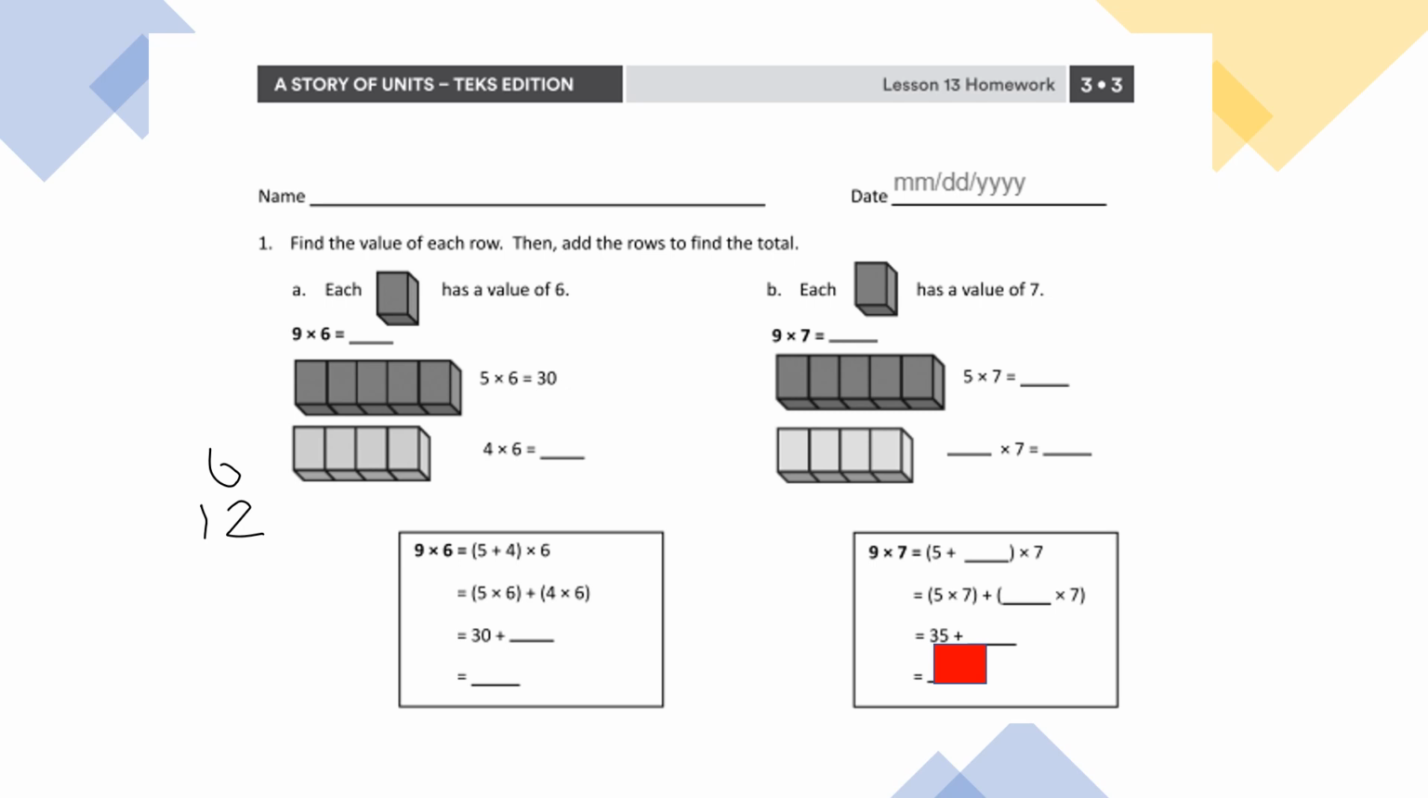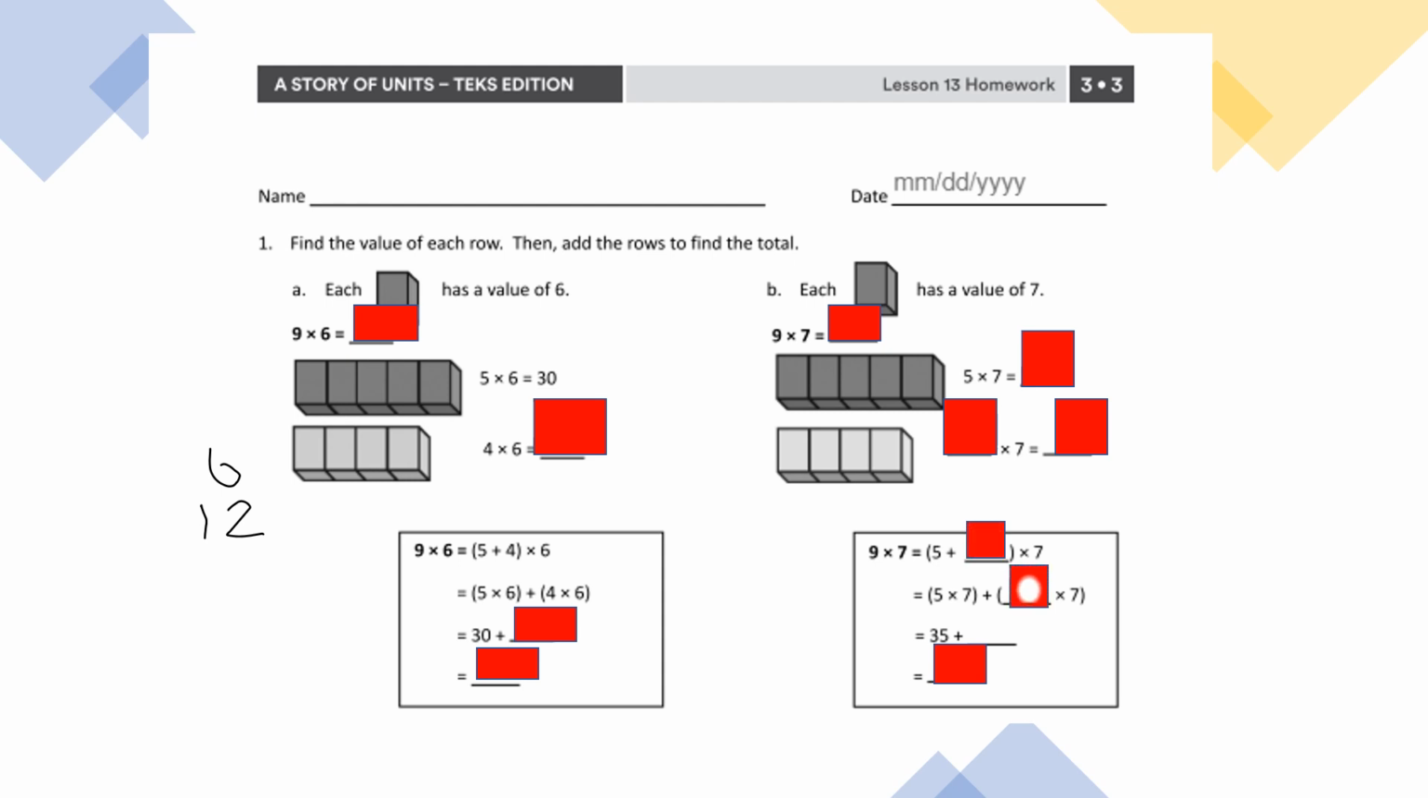To start with number 1. Now, we'll notice that number 1 has 4 parts. It has a part A, part B, part C, and part D. So the top half of your page is 1A and 1B. So we're going to start with working on 1A.